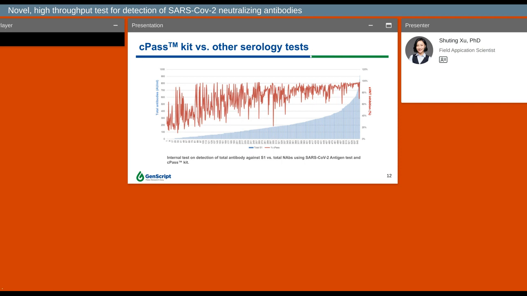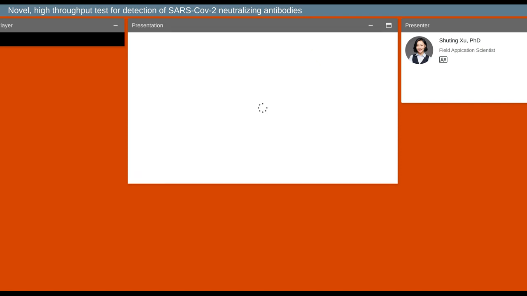In order to show this in a more statistical way, we also performed an internal test. As you see here, the blue bar shows the accumulation of S1 protein as we used in the antigen test, and the red line indicates the neutralizing activity using our cPass kit, so they are not really correlated.